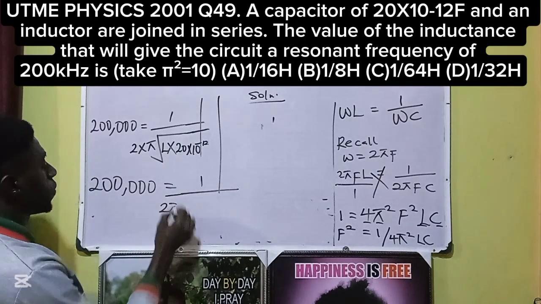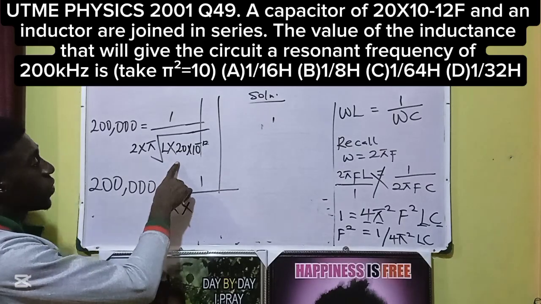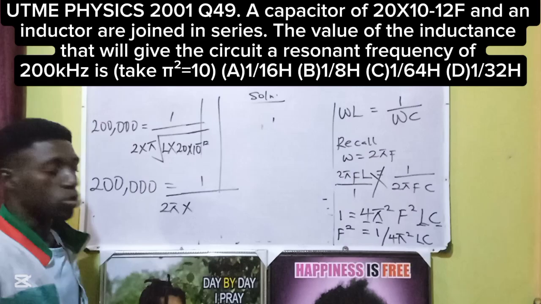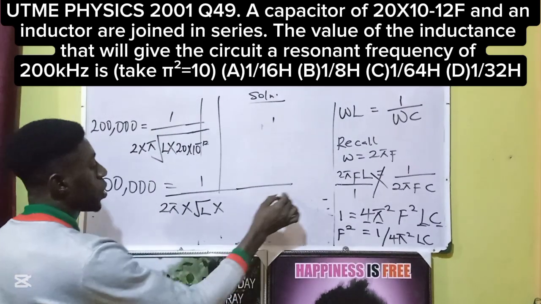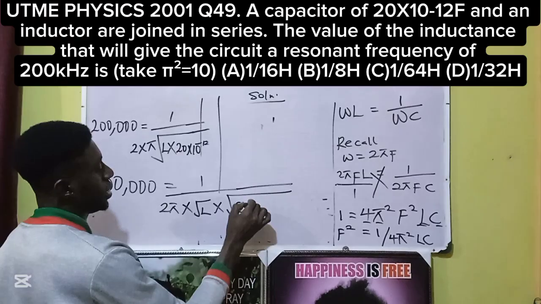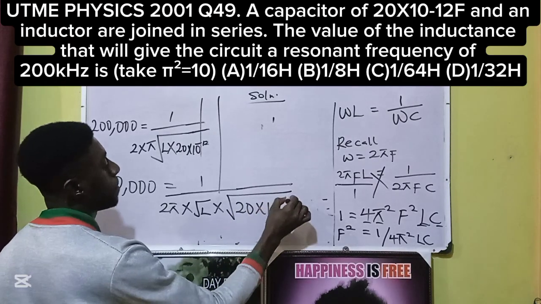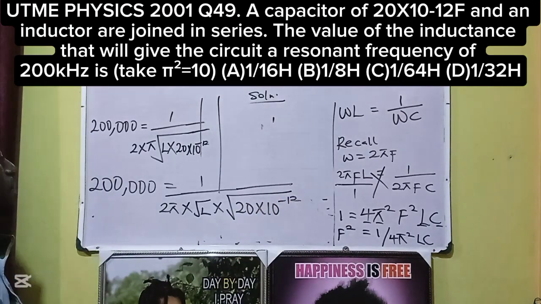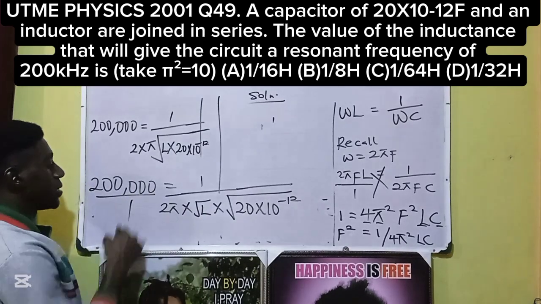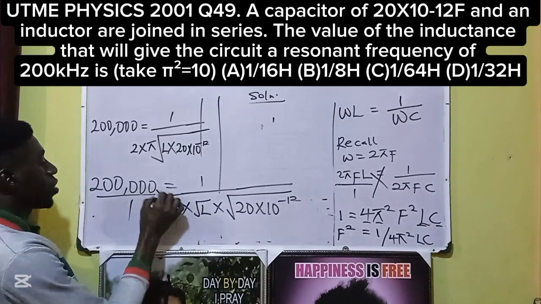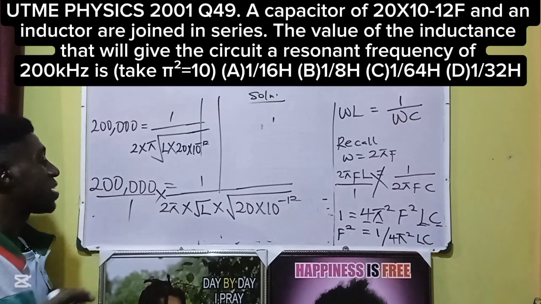Then applying the rule of third here, L will pick its own square root, square root of L, times the capacitance also picks its own square root, square root of 20 times 10 raised to power minus 12. Then mathematically, recall we're looking for L. This is over 1. This is cross and multiply.